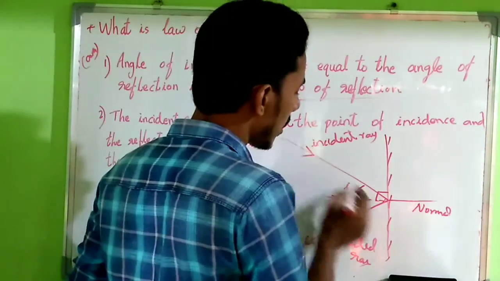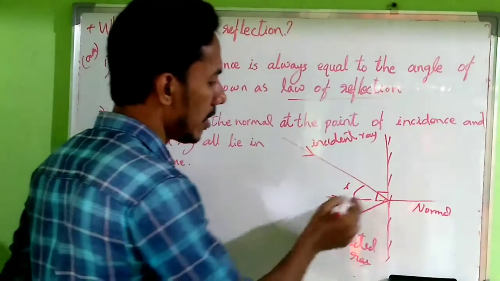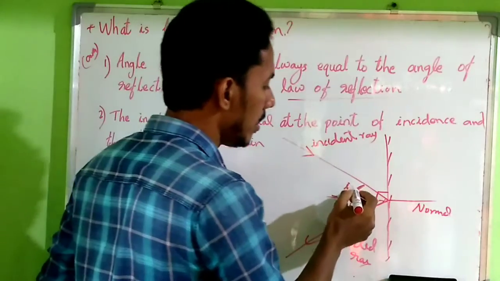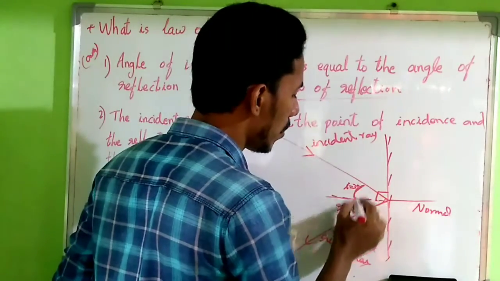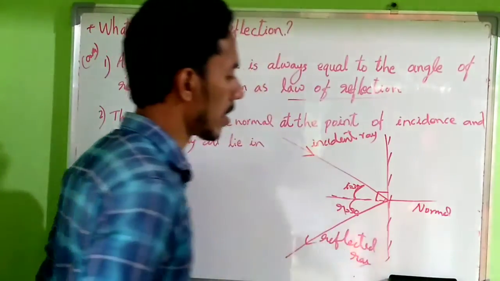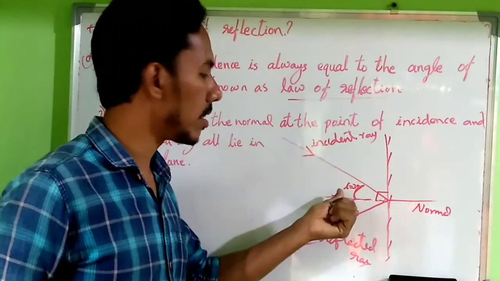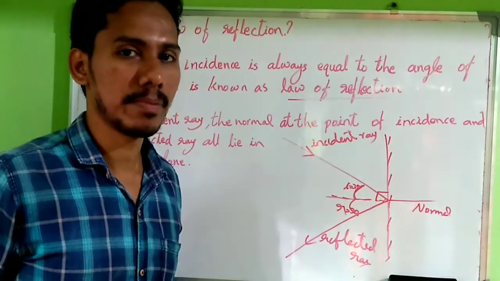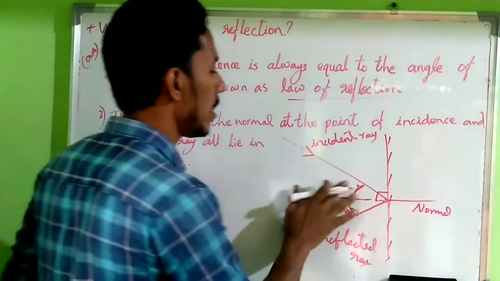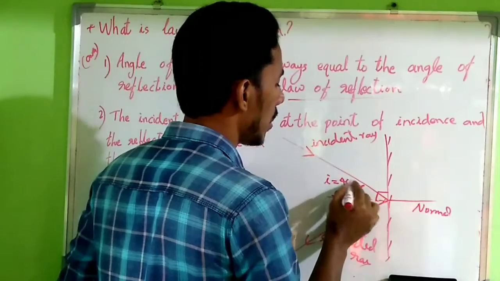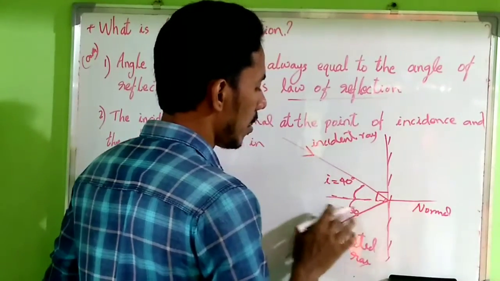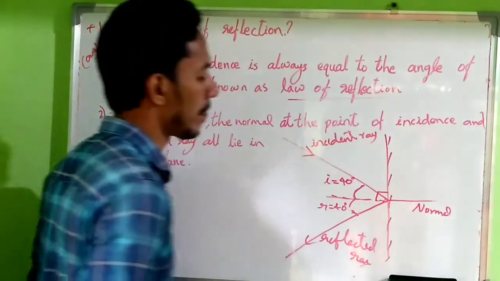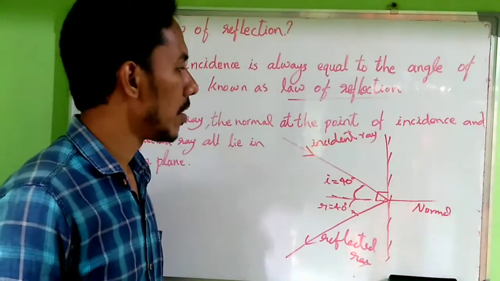Incident ray and reflected ray, incident angle, reflected angle. The law says that the incident angle should be equal to the reflected angle. If the incident angle is 30 degrees, then the reflected angle is always 30 degrees. If i is equal to 40 degrees, then r should be equal to 40 degrees. This is the law of reflection.